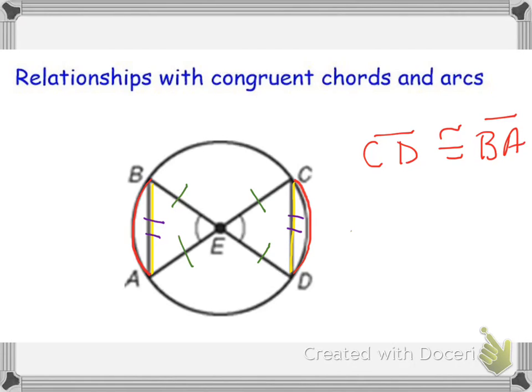So both the chords and also your arcs. And those properties can go backwards too. So if you have the arcs congruent, the angles are congruent, and so on.